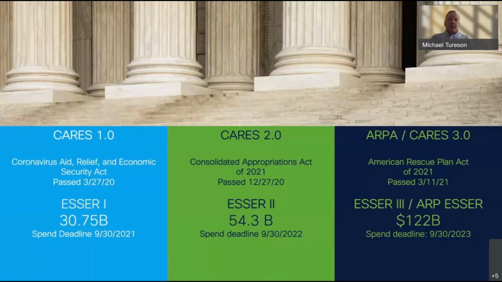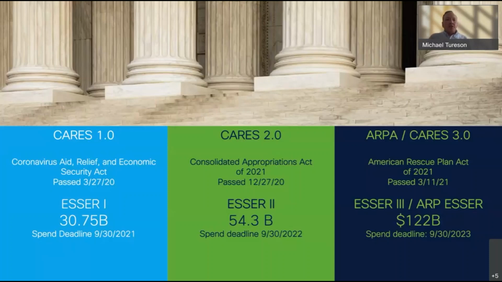Now, with each of these packages that were passed, there are spending deadlines that we need to make sure we stay aware of. The first one coming up this year is September 30th of 2021. They need to make sure that those ESSER funds are encumbered or going to be spent before this, or those funds will be moved back to the Department of Education. Moving forward, there's a little bit longer runway for 2 and 3. So for 2, we're looking at September 30th, 2022, and then a spending deadline of September 30th, 2023 for the CARES 3.0.